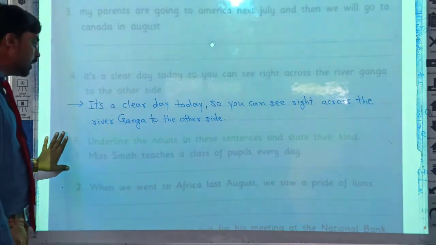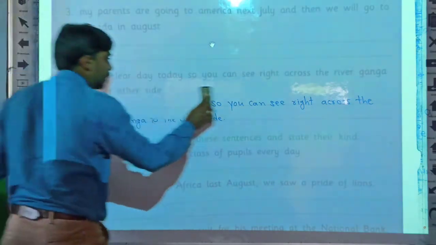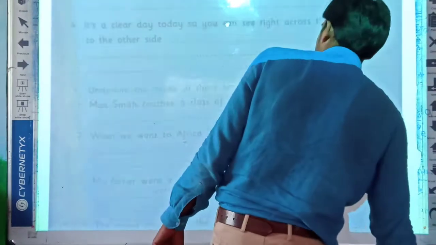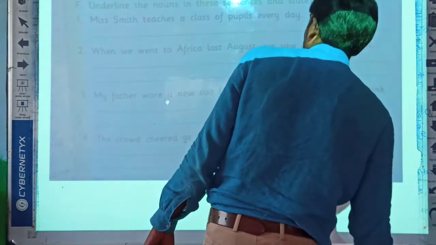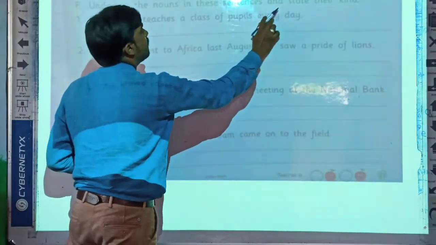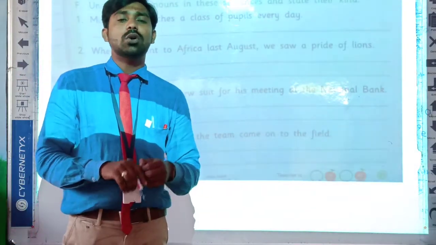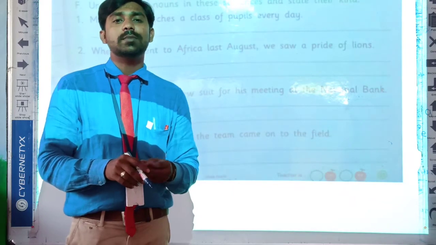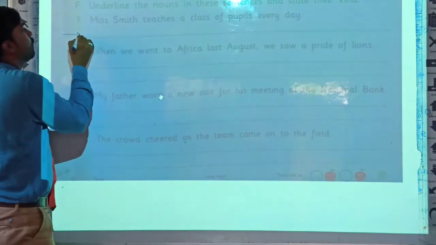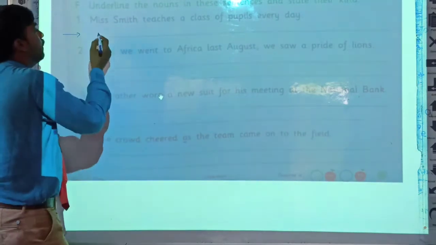Now, we have to solve activity F. You can take a screenshot and write these sentences, copy them in your notebook. Question F: Underline the nouns in the sentences and state their kinds. Dear students, we have learned the kinds of nouns, like common noun, proper noun, material noun. So in this way we have to solve this question. First of all, underline the nouns. How many nouns are there? State them. So I will read this sentence.